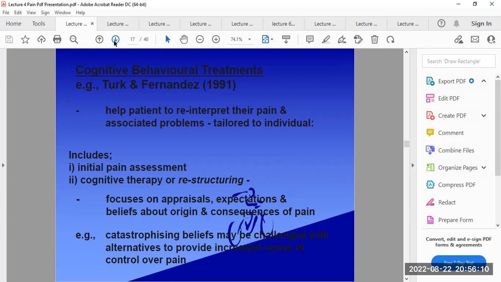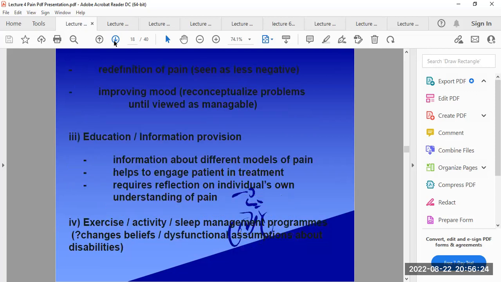Cognitive treatments are more about cognitive restructuring, focusing on appraisal, proper expectations, as well as beliefs about origins and consequences, which need to be looked into. Catastrophic beliefs need to be restructured so that one finds control over the pain. The pain is redefined to make it look less negative. Also improving the mood, reconceptualizing and restructuring the problem so that it is viewed as quite manageable. Everything can be managed to a certain extent. It depends on the experience, whatever one is going through. That's what I may say in terms of managing.